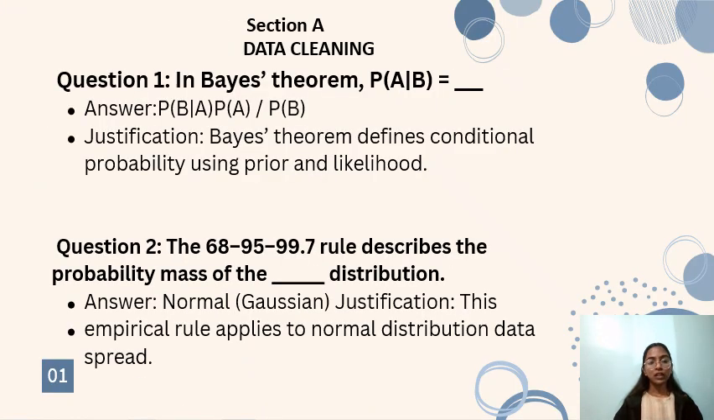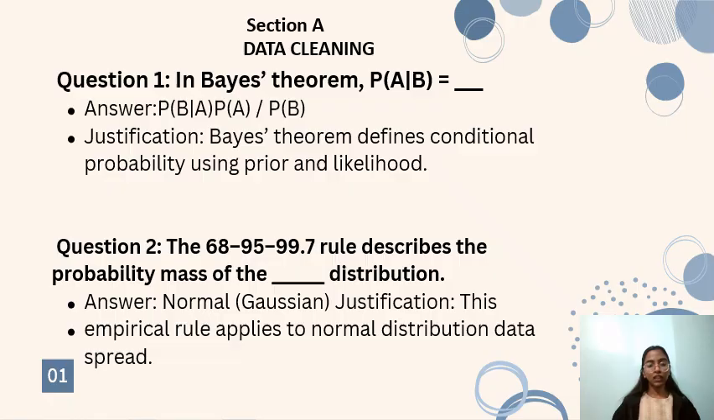Question number one says that in Bayes theorem, P of A by B is equal to dash. So the answer is P of A by B is equal to P of B by A dot P of A by P of B. In this question, we are asked for the formula used in Bayes theorem to calculate the conditional probability. Bayes theorem defines conditional probability using prior and likelihood. It combines the likelihood, prior and evidence.